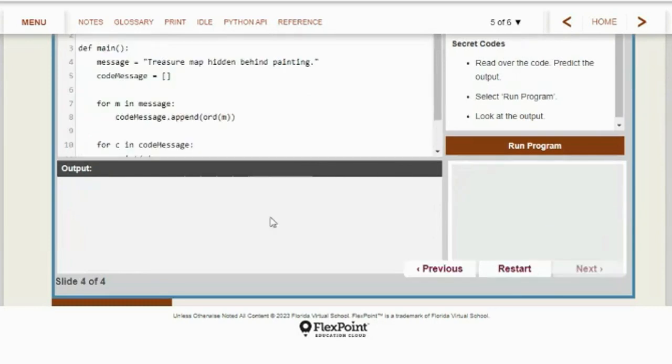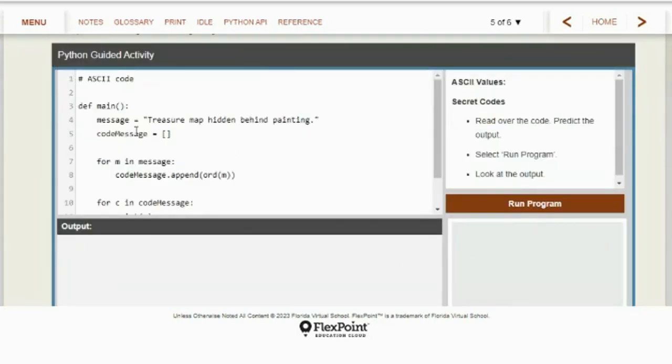All right, let's look at the last example they give us. Define main, message equal, treasure map hidden behind painting. Code message, and it creates an empty list. Code message is an empty list. And so for M in message, code message append, which means add this to the list. If you remember our list lesson, append means, hey, take this value and add it to my list. And then whatever the list is, take this value and add it. So this loop, this for loop, takes the ordinal of M from the message.